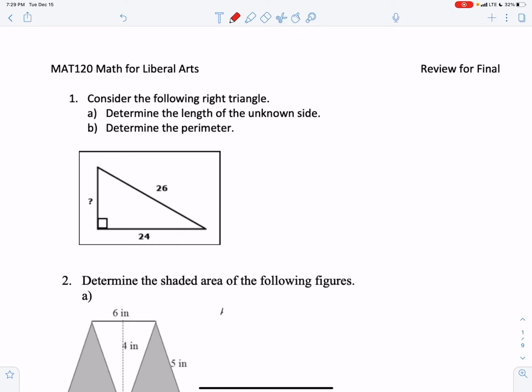Final exam review, part 1. Number 1. Consider the following right triangle. A. Determine the length of the unknown side.